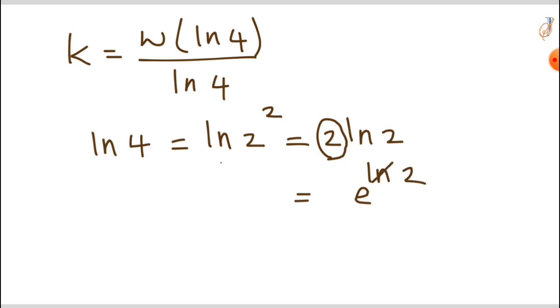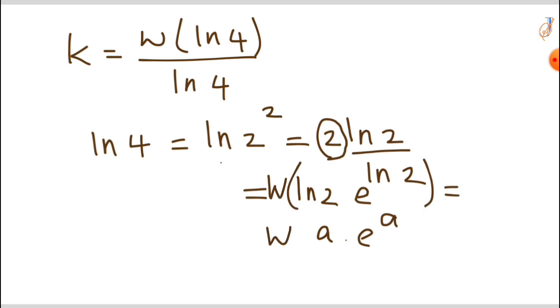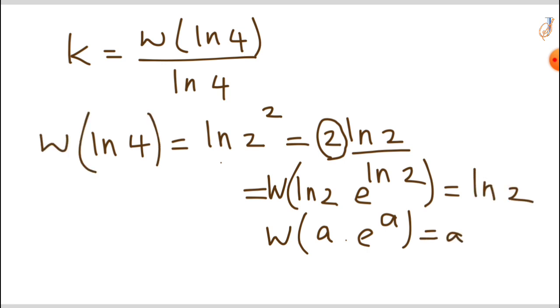So instead of 2, we can write e power ln 2, isn't it? And still we have ln 2. Just write ln 2. Now observe this. It is in the form of a times e power a. So here we can apply the Lambert W function. The answer is a, which is simply ln 2. If you apply this Lambert W function, the answer is ln 2. So that means W of ln 4, the value is ln 2.